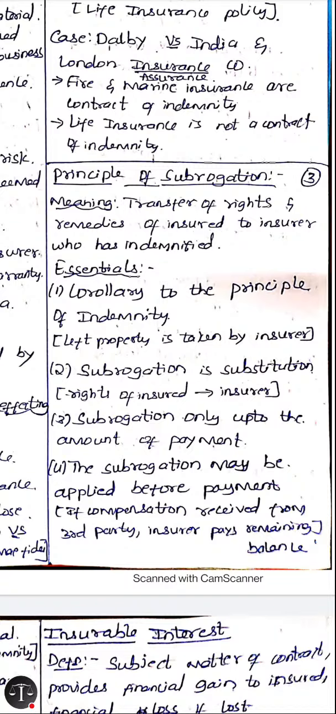Subrogation may be applied before payment. So the basic principle of subrogation can be applied even before the insurer pays. How is this subrogation applied before the payment? Say for example, the insured incurs a loss, but he has a compensation from a third party for that loss, and he receives that compensation. Then the insurer has the right to reduce that compensation and only pay the remaining balance.